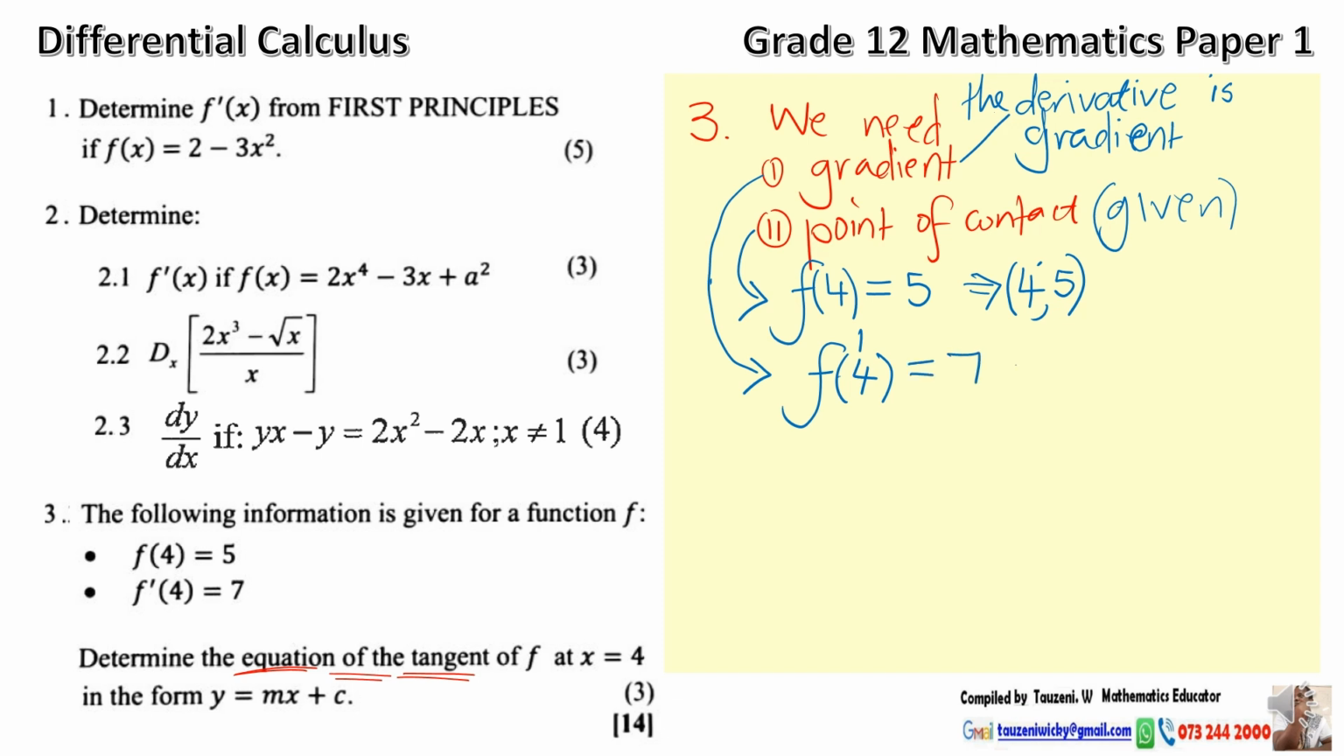So this leads us to what we need. The gradient is given, it is equal to 7. Now with that information, we can compile the equation of the line. From the general or the standard form of a linear function, y is equal to mx plus c. Now in this equation, m is the gradient, which is 7. So y is equal to 7x plus c.